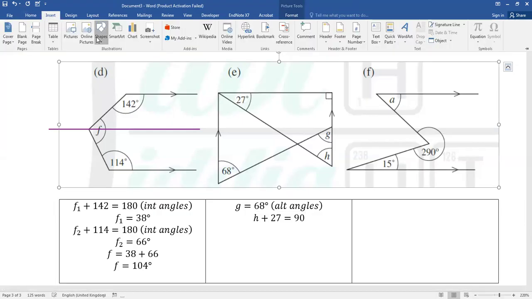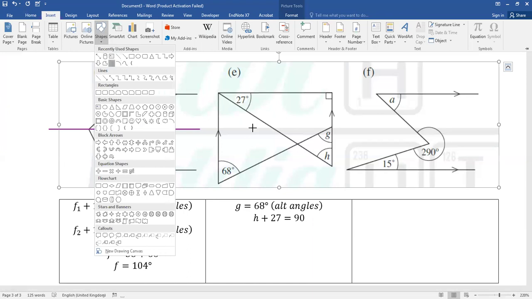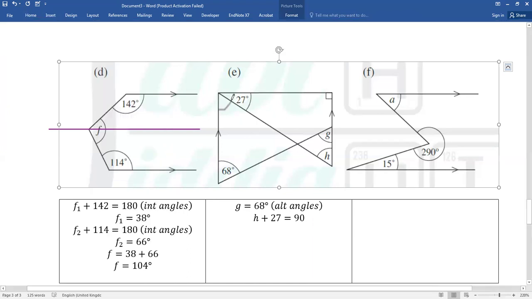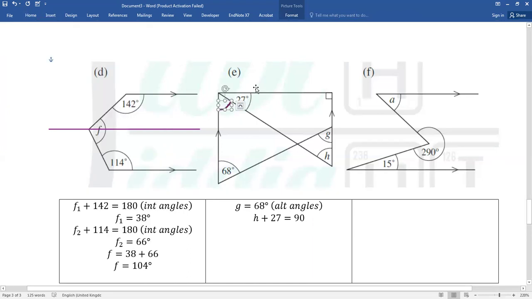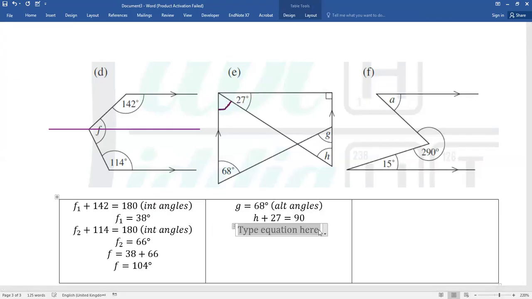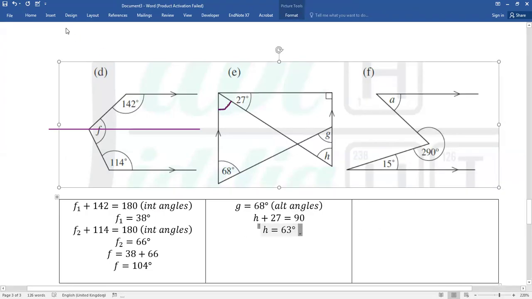Another way of doing it: I'll just label it. If this is H, this will also be H. So H plus 27 is 90 again. So what is the value of H then? The answer would be 63. Yes. And in this one, what will we do?